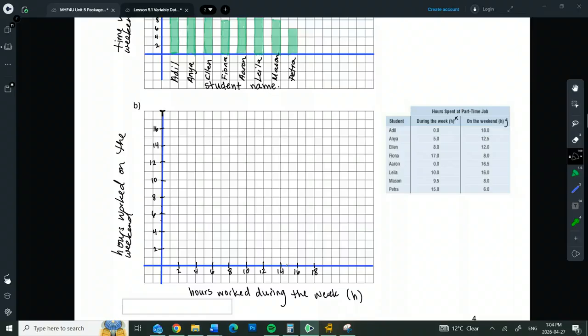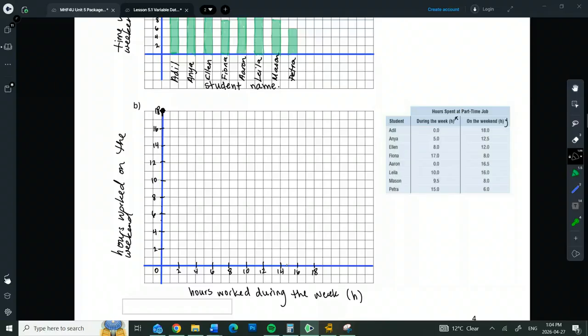And we just made it right at the top here. That's good. Oh, you started a little higher than me. You're going to have to extend your graph a little because we have to get up to 18 for the first point. Okay, and then of course this is 0, right? So for the first student, they worked 0 hours during the week and 18 hours on the weekend. So we're going to put a point at 0, 18.